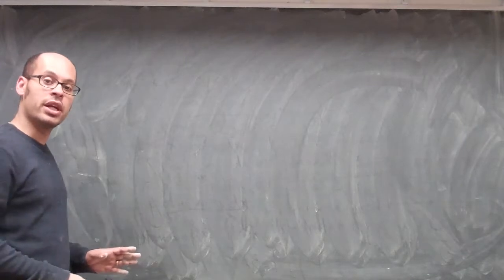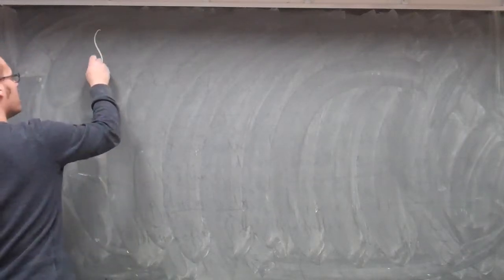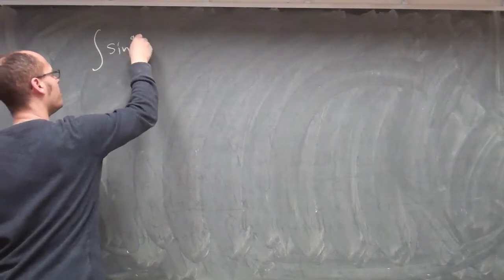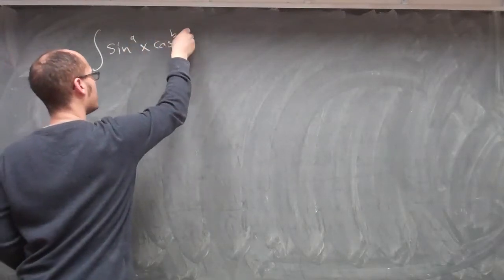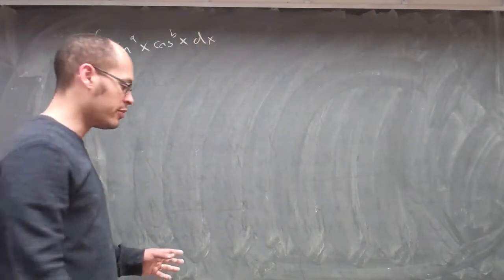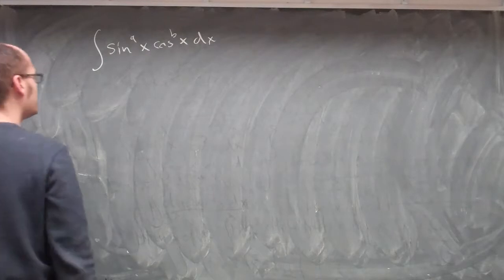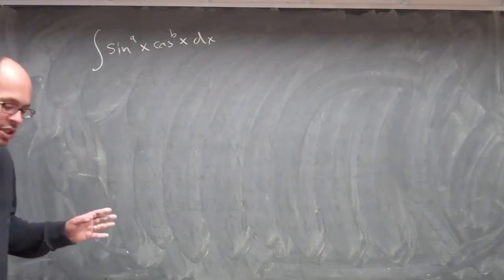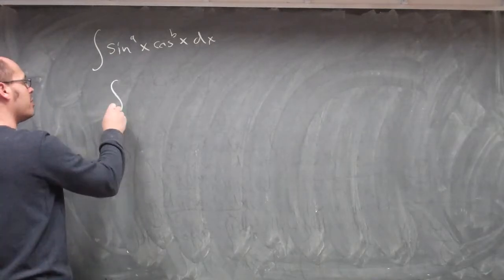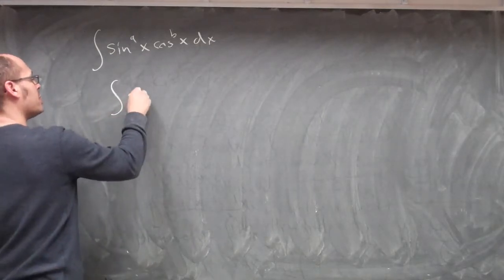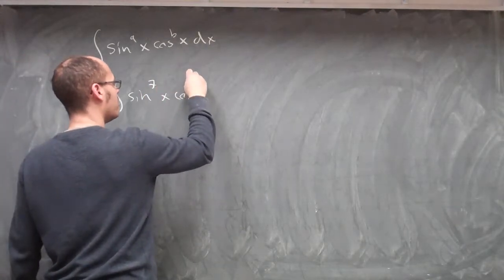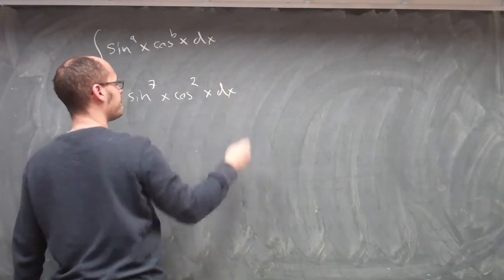Let's go over the basic strategy of dealing with integrals of the following form, where you have sine to some power, cosine to some power, dx. So a and b are a couple of whole numbers, and the strategy is going to depend on which a and b we actually have there. But the basic idea, for example, let's say we have sine to the 7th x cosine squared x dx.